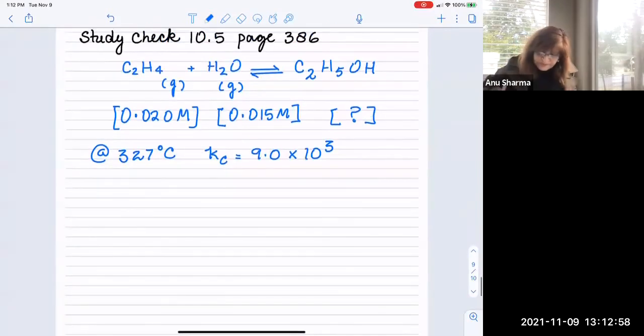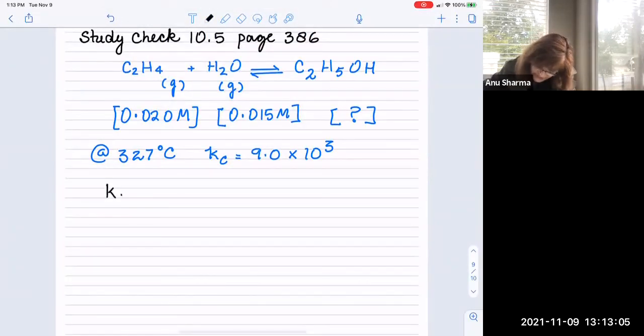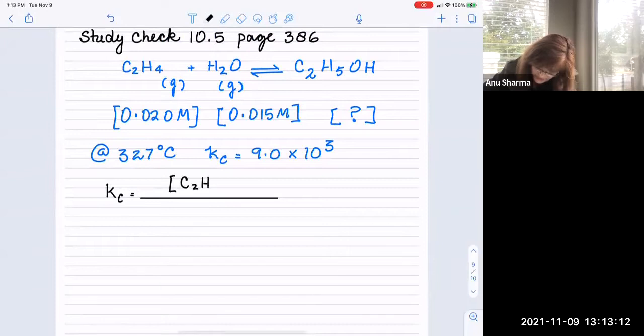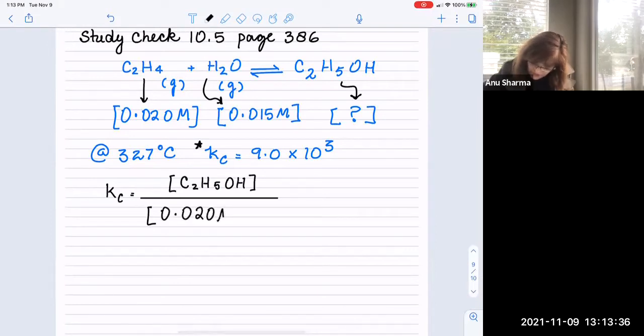Okay, so let's do this. First of all, you set up the equation. Kc is equal to the concentration of C2H5OH. This is the one that we need to find, so this is the X. You are given the values for ethene and water vapor, and you're given the value of Kc. Since this does not have any moles, we just put it as 1. Then come the reactants, 0.020 molar, that is the concentration of C2H4, times H2O.